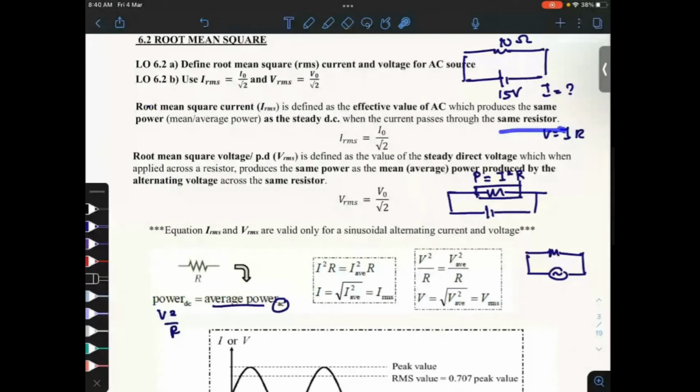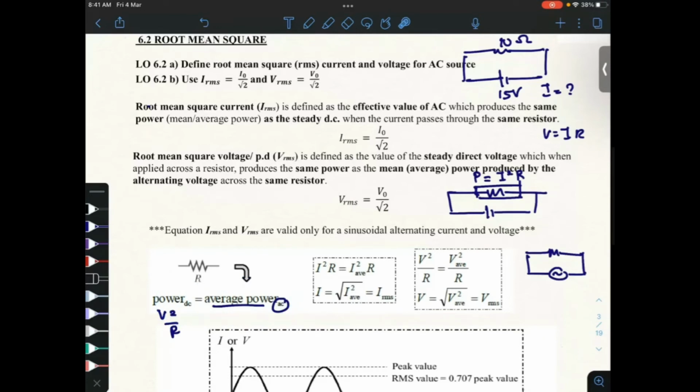Okay. Root mean square voltage VRMS is defined as the value of the steady direct voltage which when applied across a resistor produces the same power as the mean average power produced by the alternating voltage across the same resistor. So ini adalah definition untuk VRMS dan juga IRMS. Iaitu you relate your power in the DC dengan average power in the AC.